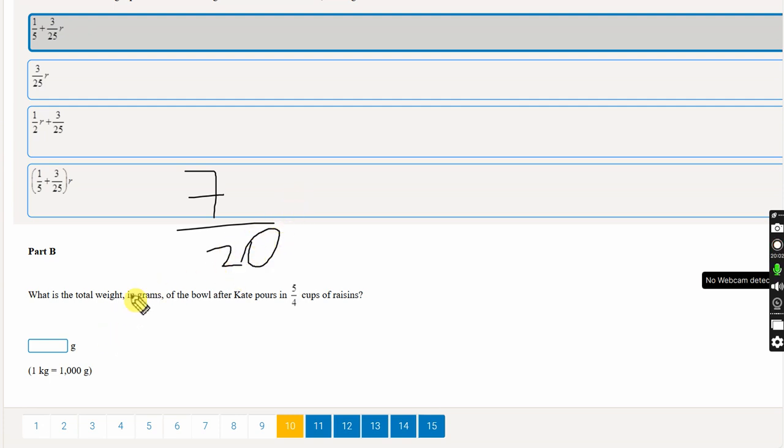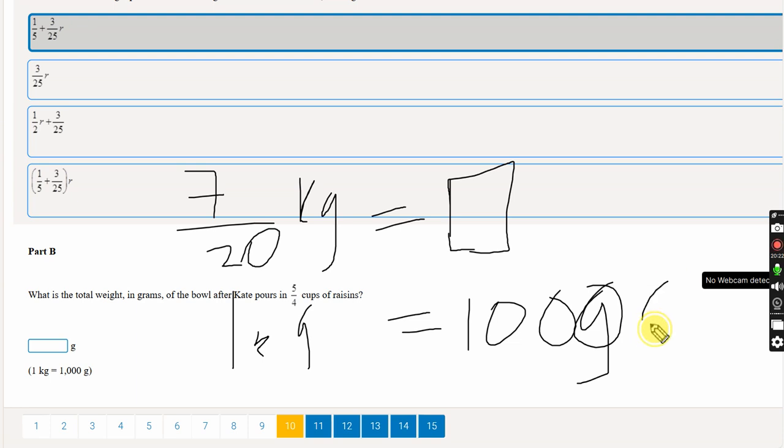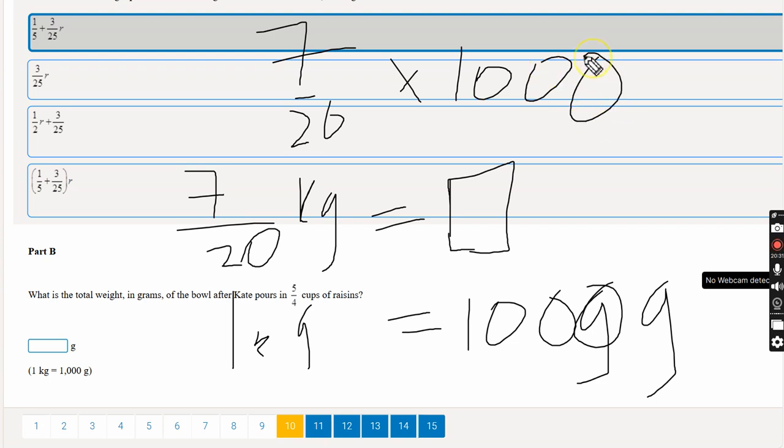And then you're going to convert this into grams. Now, how are you going to do that? 7 over 20 kgs equals box, because you want to convert that into grams. Now, cross multiplication is an easy way. 1 kg is equal to 1000 grams. So we'll do cross multiplication: 7 over 20 times 1000. You know it's 1 kg, so this will go here. You multiply it, cross multiplication, do it like this. And 1 kg is just box, and the box is what you're looking for.